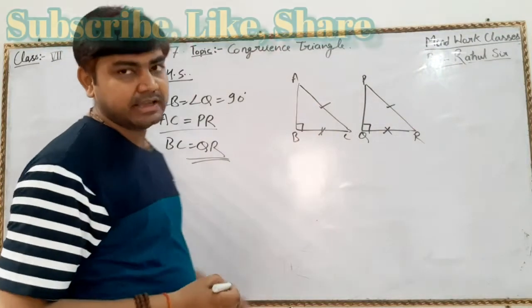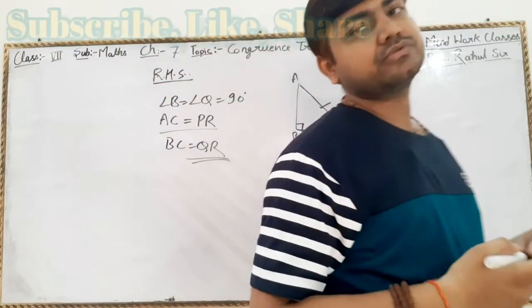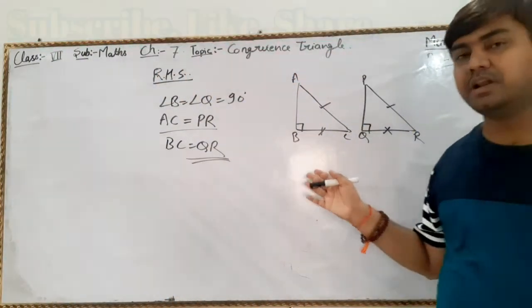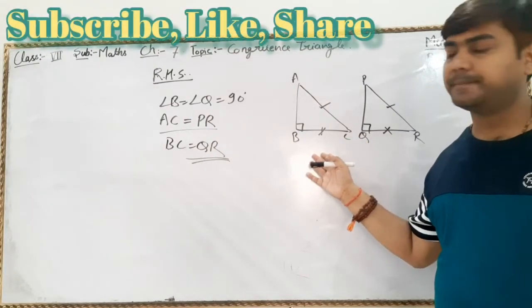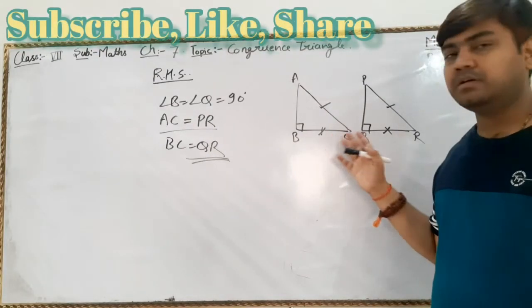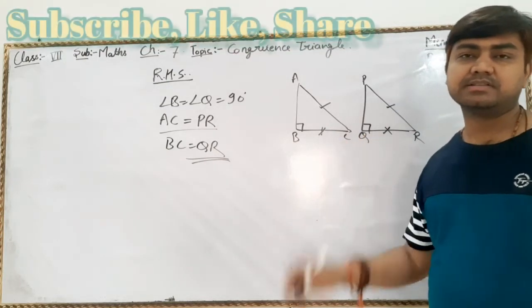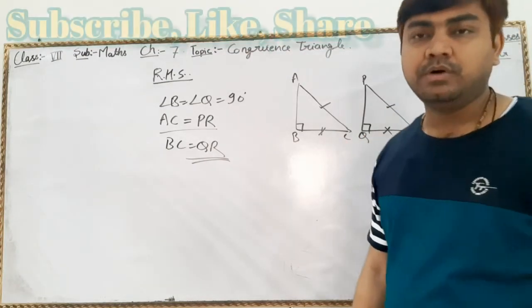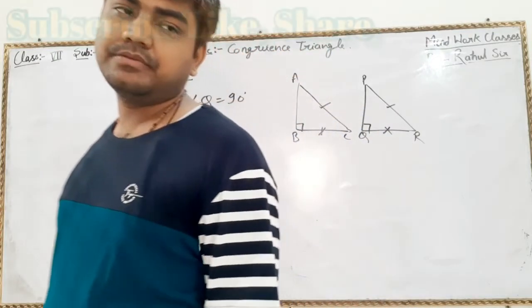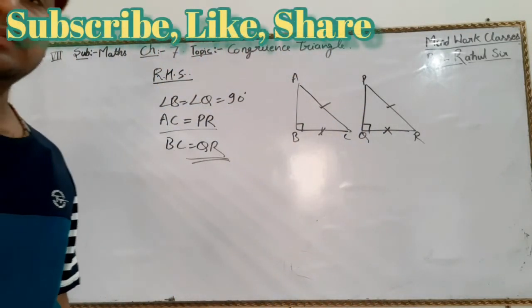If this is the case, then these two right angle triangles will also be congruent. For today, I think this is enough. Tomorrow we are going to solve this exercise.